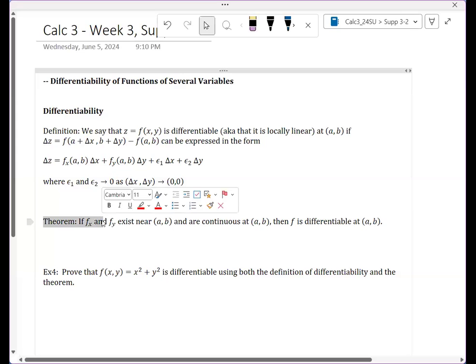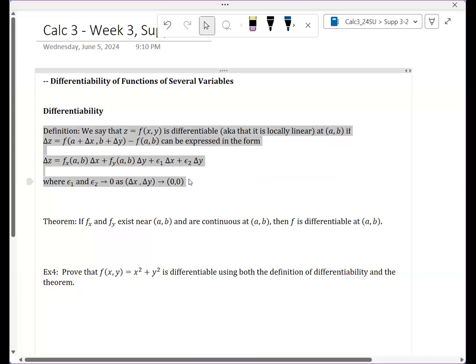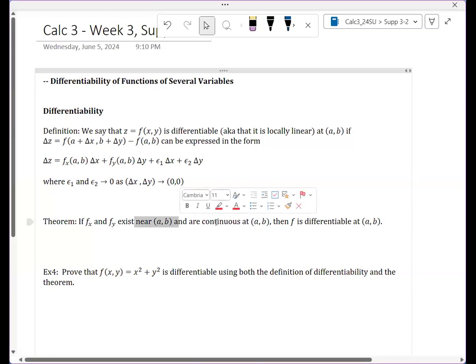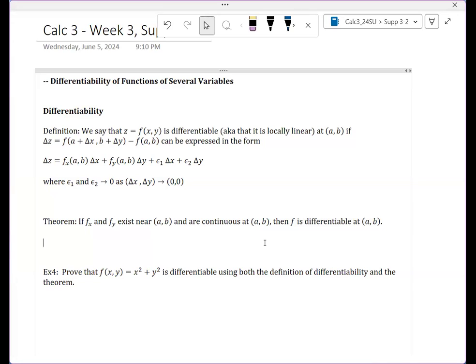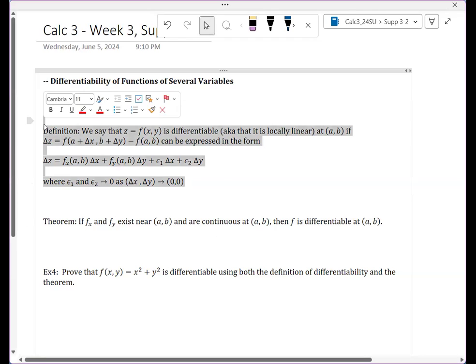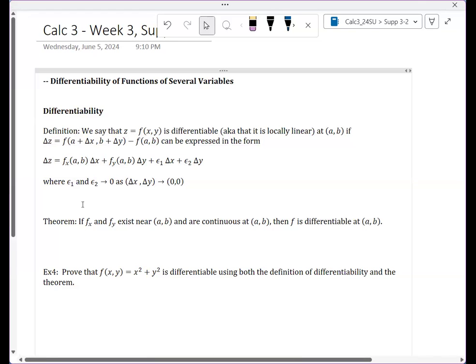We have a theorem related to differentiability, which is quite important because it's typically not easy to show differentiability directly from the definition. The theorem says that if the x and y partials both exist near a point (a, b) and both partials are continuous at (a, b), then f is differentiable at (a, b). So typically, this is how we're going to show that most functions are differentiable, showing the partials are continuous. But let's take a look quickly at the definition of differentiability.